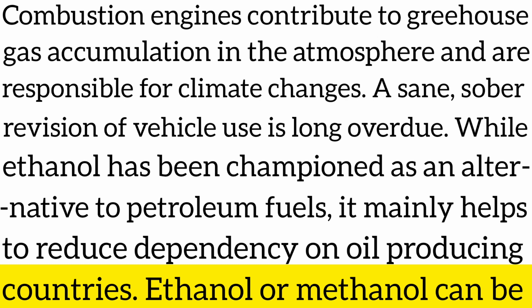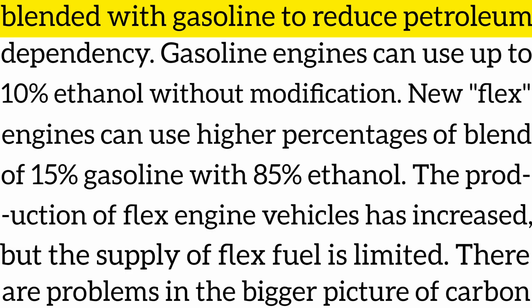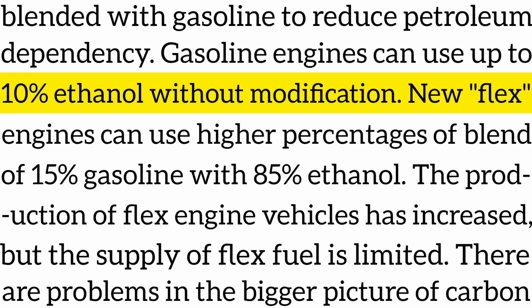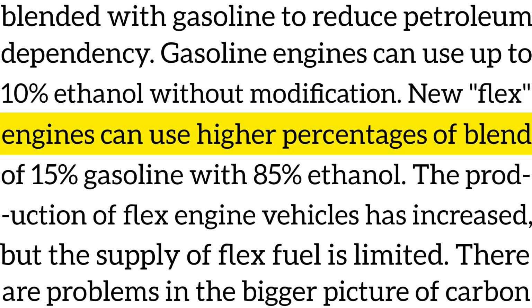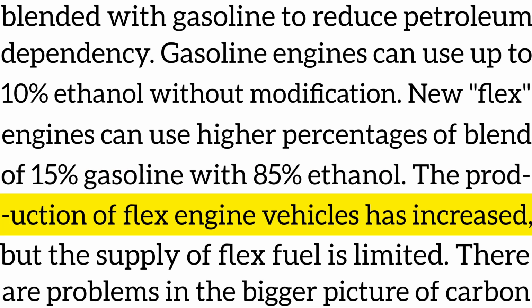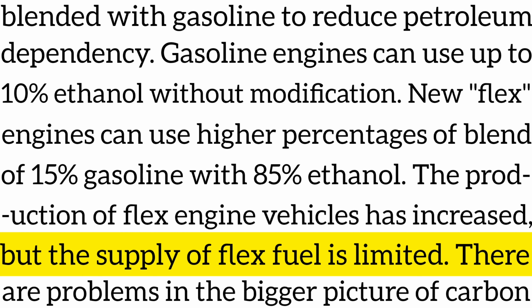Ethanol or methanol can be blended with gasoline to reduce petroleum dependency. Gasoline engines can use up to 10% ethanol without modification. New flex engines can use higher percentages, a blend of 15% gasoline with 85% ethanol. The production of flex engine vehicles has increased, but the supply of flex fuel is limited.